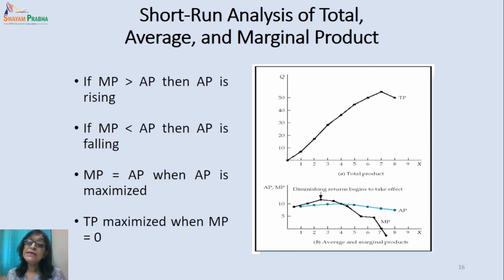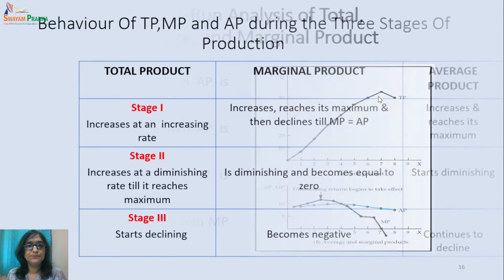And when MP is 0, as I told you earlier, total product is the highest. So this point of TP is highest when your marginal product is 0. So when 7 people are employed, marginal product is 0 in this case and total product is highest.